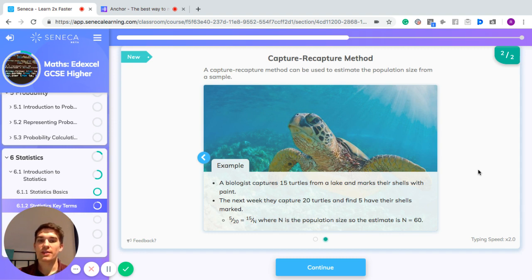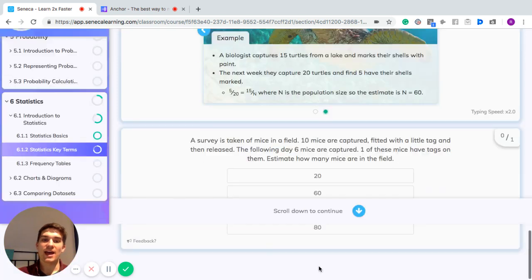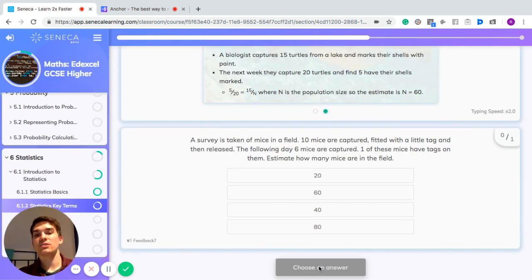Now if you work that through and find out what this total population size is by doing some calculations to the equation 5 over 20 is equal to 15 over n, if n is the population size. That will tell us that n is equal to 60 and the population size is 60.